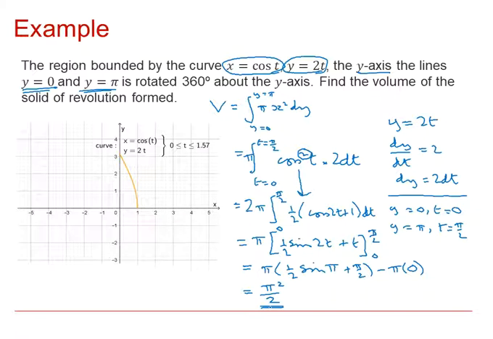Don't forget to do integrations like this in radians. Because we're dealing with trigonometry, we need to be working with radians.